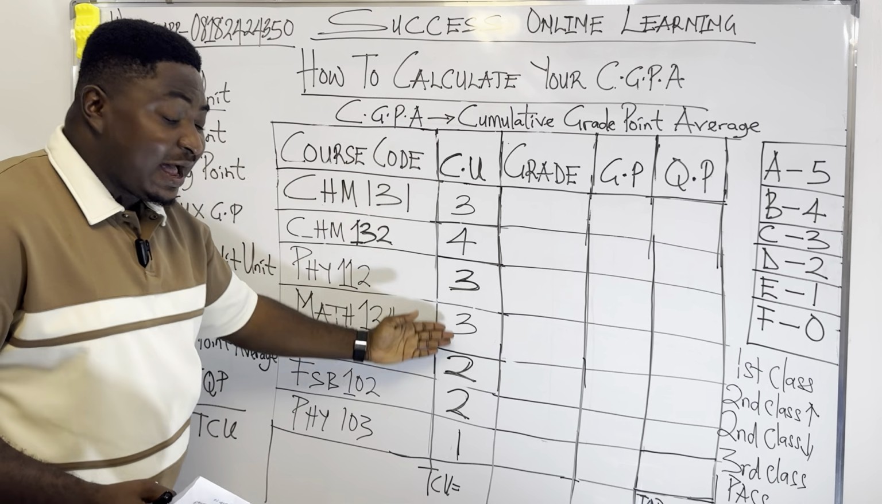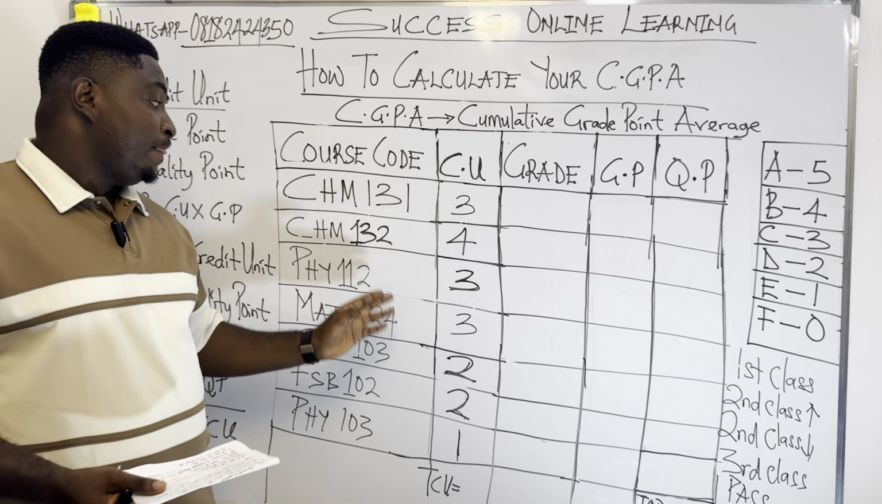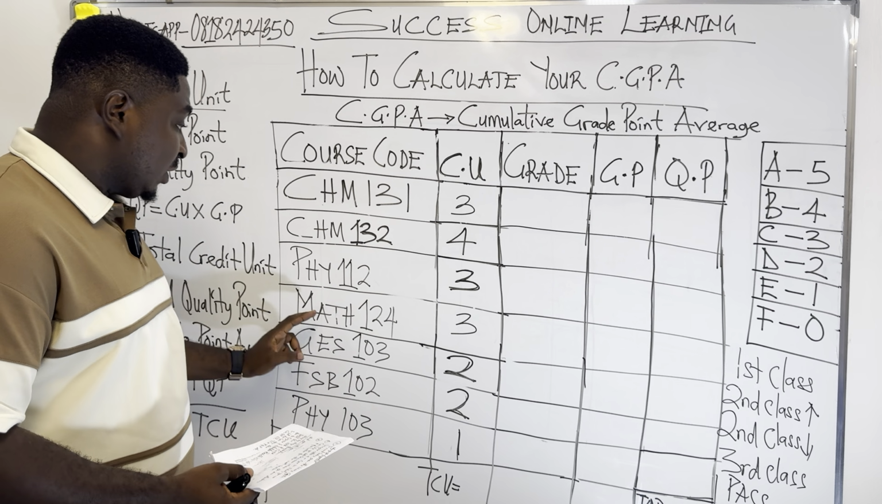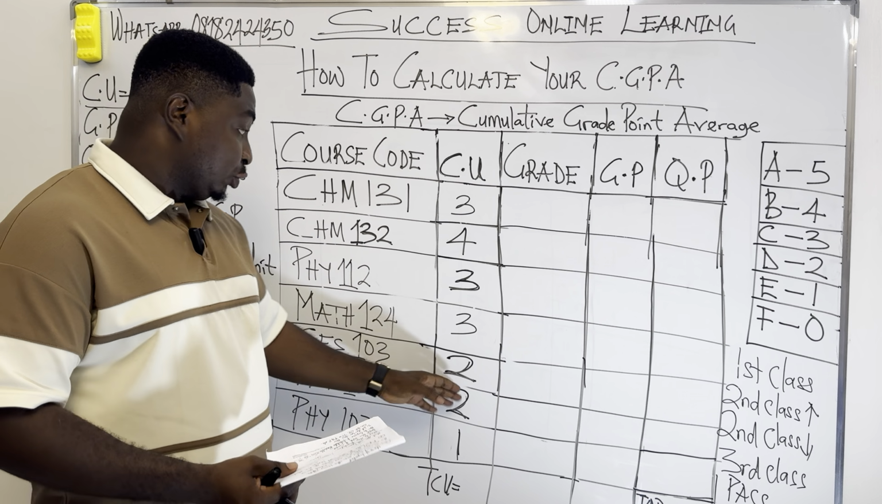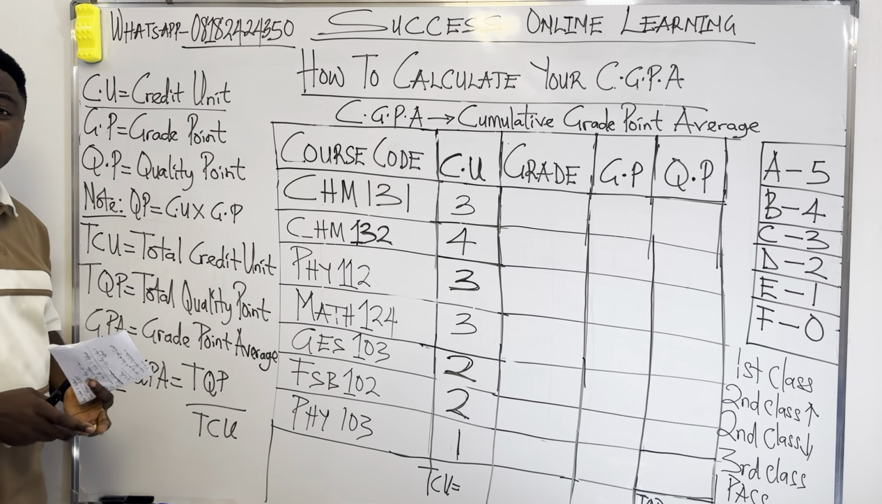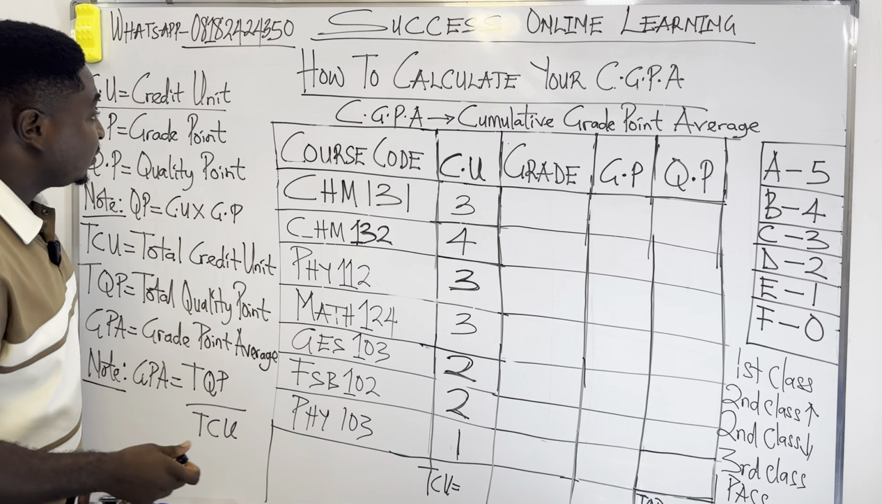These credit units here are hypothetical, of course. So let's say Chem 112 is 3, Chem 132 is 4, Phys 112 is 3, Math 124 is 3, GS 103 is 2. These are the credit units for these courses. So I've just explained credit unit. Credit unit shows the importance of a course, the weight, the value of a course to a particular department.